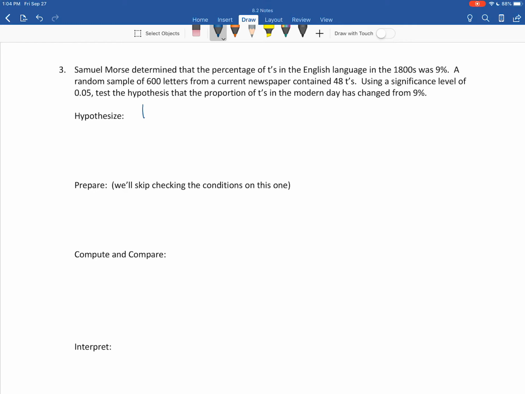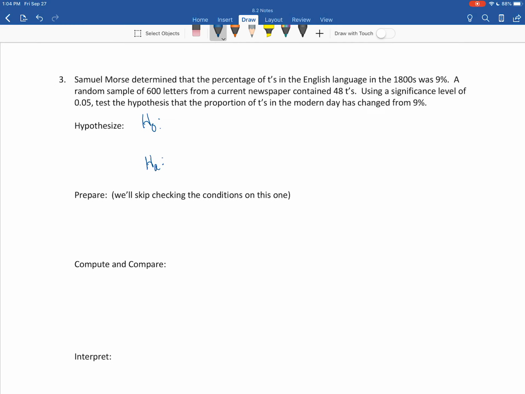So let's write our null and our alternate. What would be very boring is if it is still 9%, what it always had been. What would be interesting, or what we are trying to show, is that it has changed from that, so that it is no longer 0.09. Again, we are not trying to show that it's more or less than that, simply that it has changed. Do we have enough evidence for that?